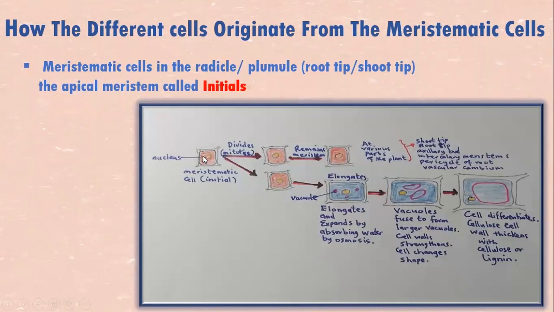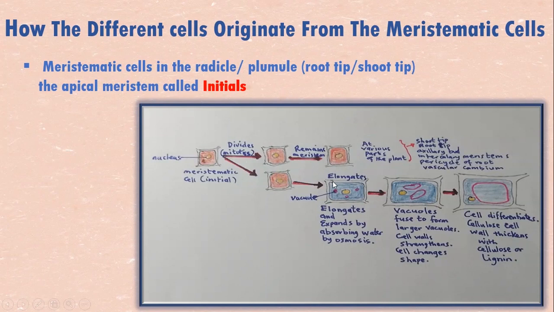This is a meristematic cell. We want to demonstrate how they do it. This meristematic cell divides mitotically. It means it divides into two identical cells. One of the cells remains meristematic and the other cell will differentiate. The ones that remain meristematic do so at different parts of the plant: at the shoot tip, the root tip, axillary bud, intercalary meristems, pericycle of the root, vascular cambium, and later cork cambium.